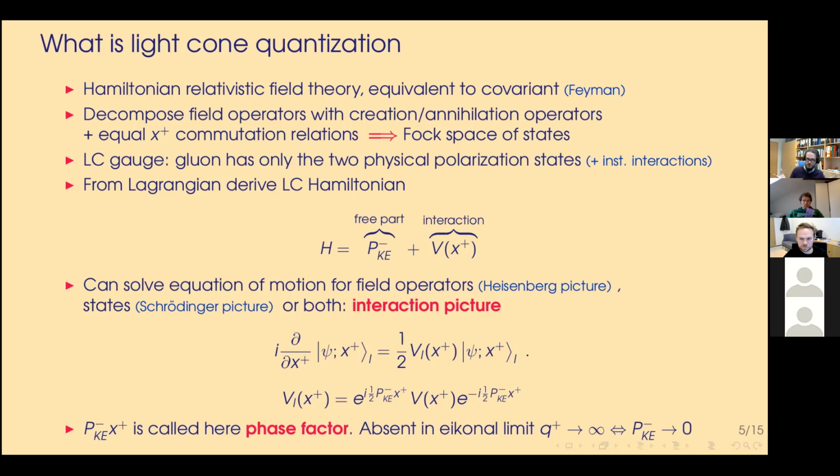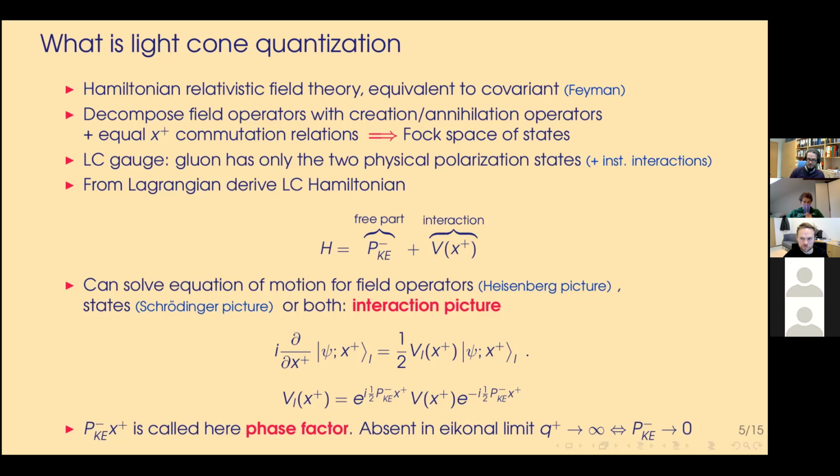You have no ghosts. You have no negative norm states. You have 2 physical particles that are your gluons with spin up or spin down. Okay, so a clear physical picture at the expense of some pain in calculations. Then what you do is that even my title is Hamiltonian Formulation.